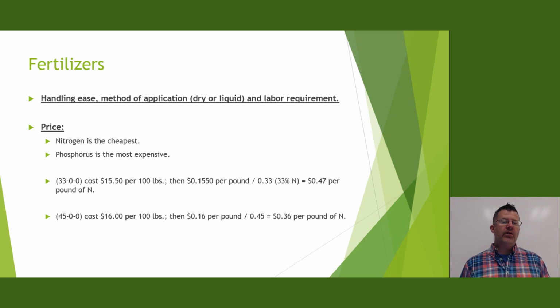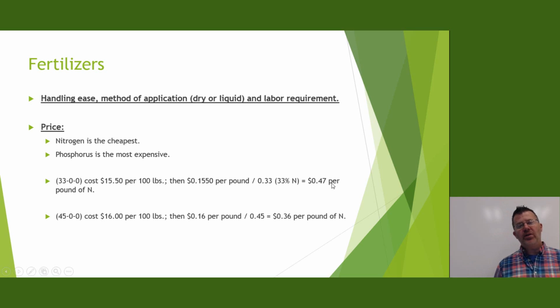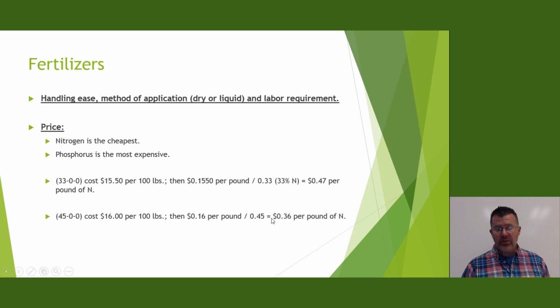We also need to take into consideration the price. Nitrogen is the cheapest. Phosphorus is the most expensive. Here we have some examples of cost. We're doing the ammonium nitrate, which costs $15.50 per 100 pounds. So we're going to convert that to $0.1555 per pound divided by our 0.33 nitrogen. So it's going to cost 47 cents per pound of nitrogen.